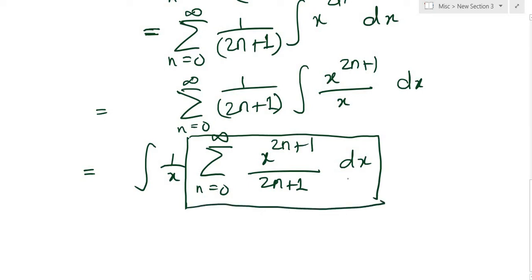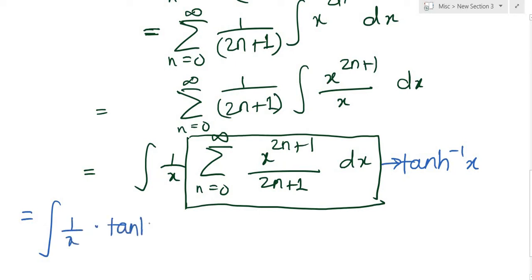That's right, we just defined it at the start of the video. That's the Taylor series for the inverse tangent of x. Inverse tangent of x. Precisely. So our question now becomes 1 over x, and then this whole thing I can substitute for inverse tangent of x. Don't forget the dx.